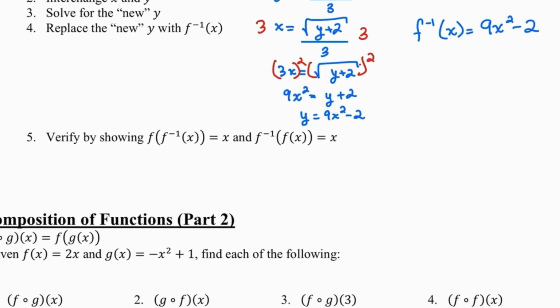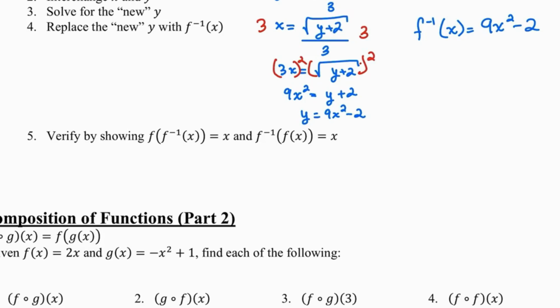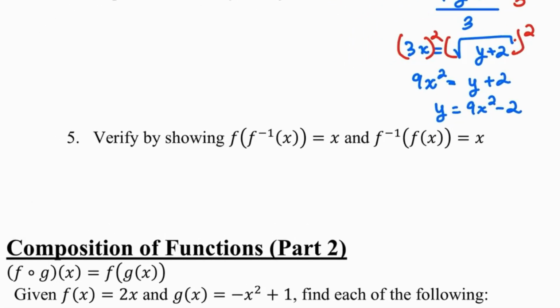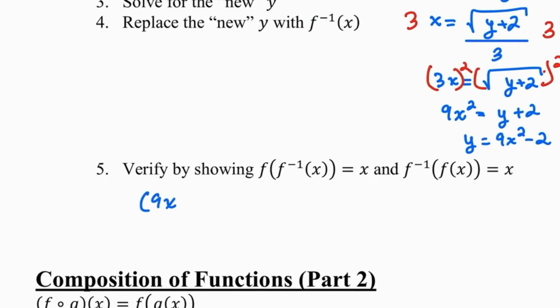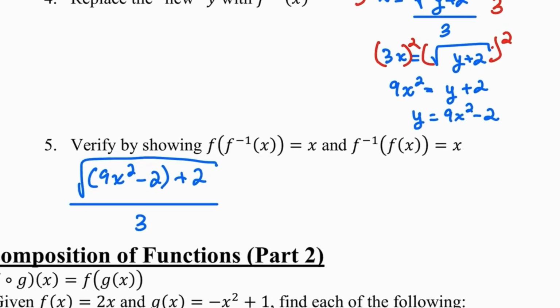Now, how do we test to see if an inverse and a function are inverses of each other? Well, we use compositions. We plug in the inverse into the function and see if it equals x. And then we could do the same thing vice versa. So let's see what happens if we plug in 9x squared minus 2 for this function. So let's see, what was the function? The square root of (9x squared minus 2 plus 2), all divided by 3. Well, those parentheses are just there to show that I plugged that in for x. So I'm just going to get rid of them since I can.